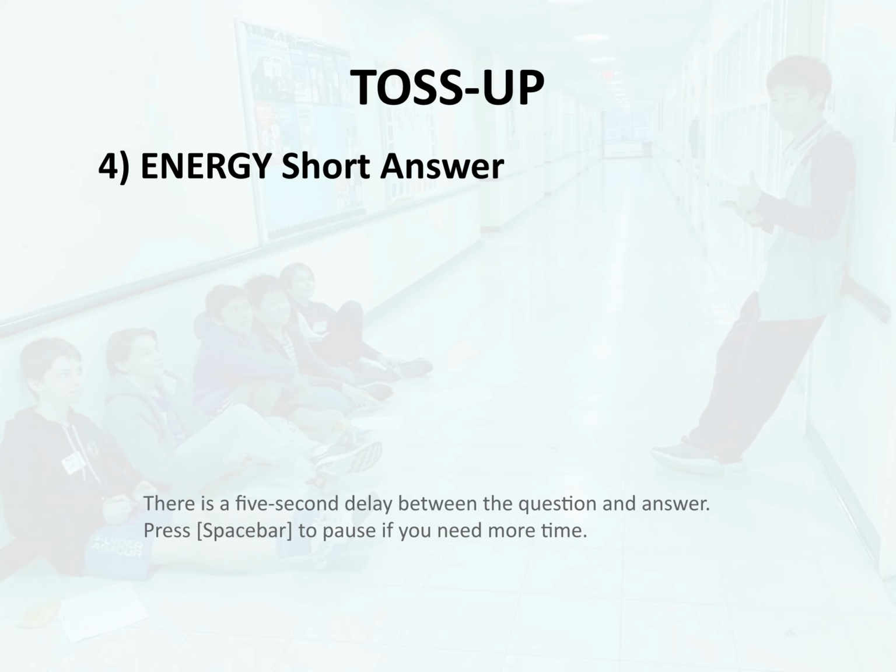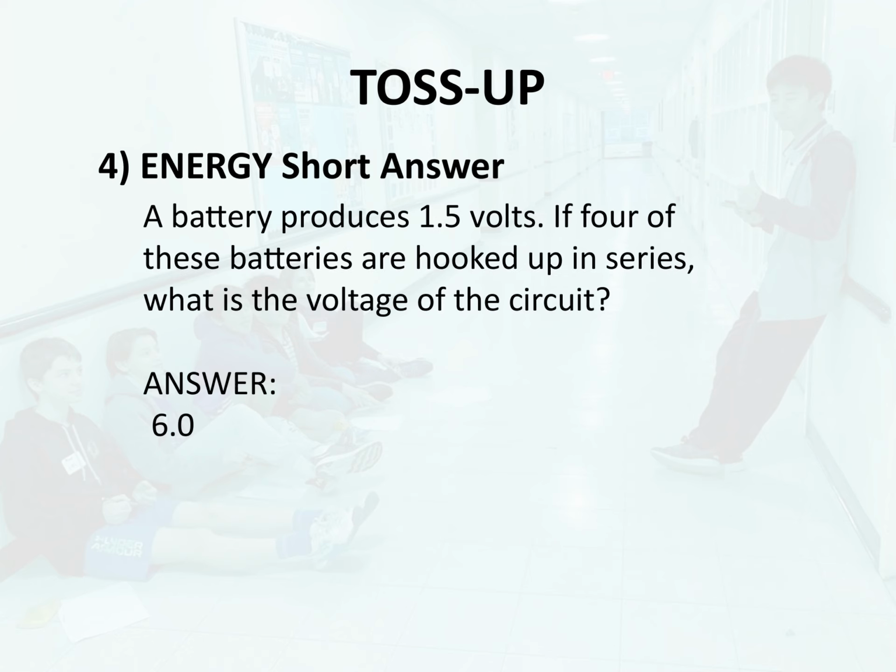Toss-up 4. Energy. Short answer. A battery produces 1.5 volts. If 4 of these batteries are hooked up in series, what is the voltage of the circuit? Answer: 6.0.